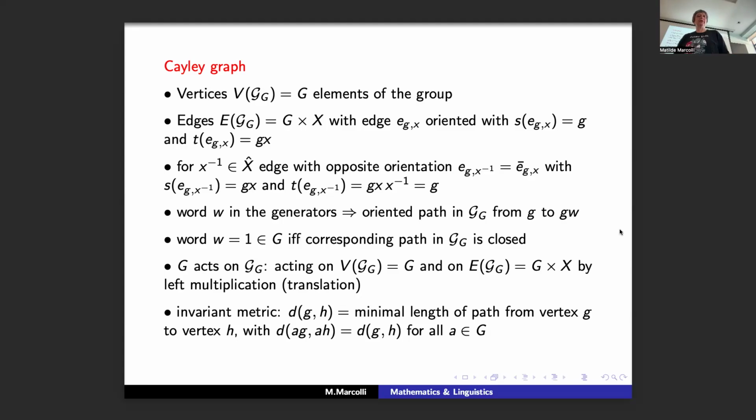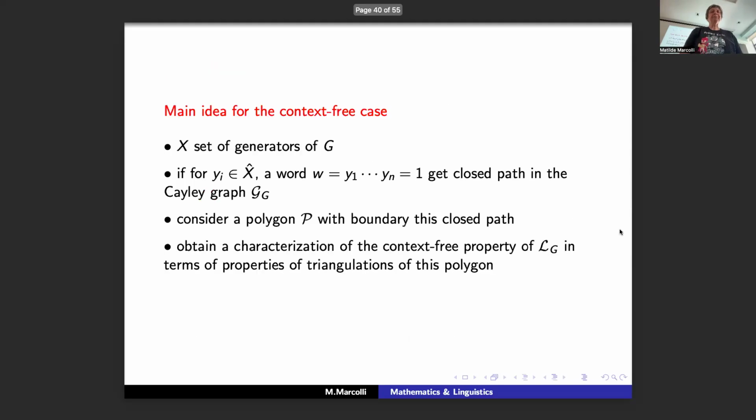And the group acts on the graph, right? Just by moving around the points, and there's a nice invariant metric that just counts how long is the path that connects two ends.